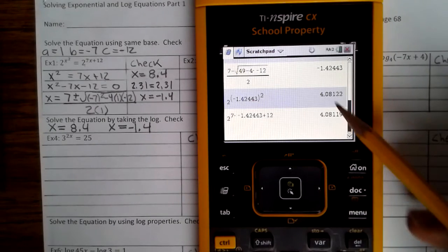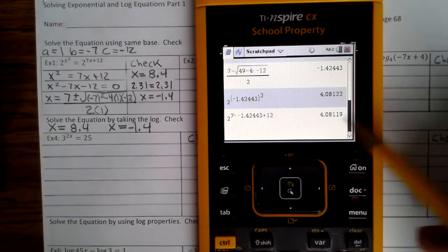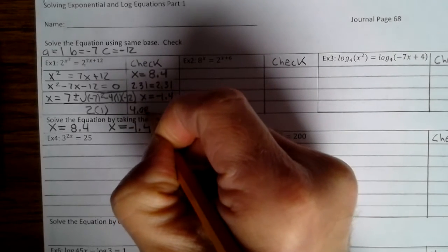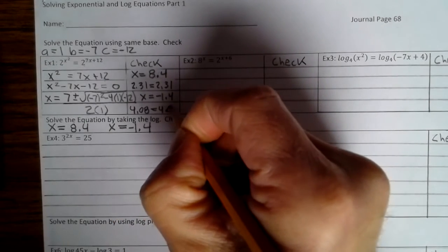So you would say 4.08 equals 4.08. All right, now let's take a look at example 2.